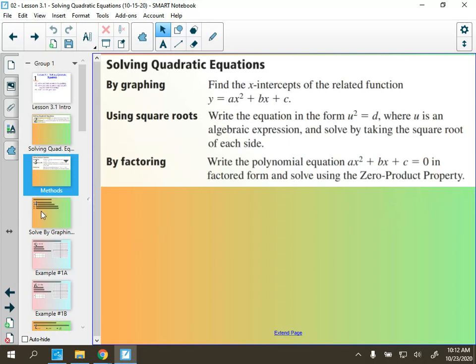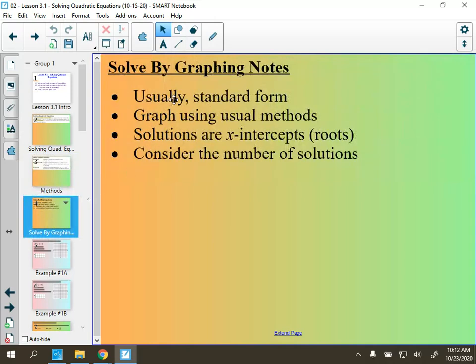Let's solve by graphing here. Here's the basics. Almost always we're going to see a solve by graphing in standard form, our ax squared plus bx plus c. We're going to want it equal to 0. So if we see an equation that's not equal to 0, we'll have to move stuff around using usual methods. Go back to lesson 2.2 where we went into detail on how to graph something in standard form. Our roots, our solutions, end up being our x-intercepts.